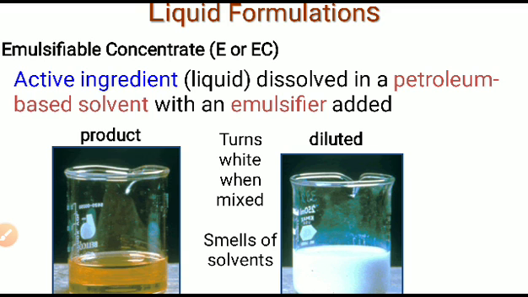That means our active ingredient must be dissolved in what? A petroleum-based solvent with the emulsifier added. That means our compound, our pesticide, must be added or mixed with diesel fuel, kerosene, and crop oil, and then there is a formation of the mixture. Here this is our product, which turns white when it is mixed with the petroleum-based solvent, that is diesel fuel, kerosene, petrol, etc.